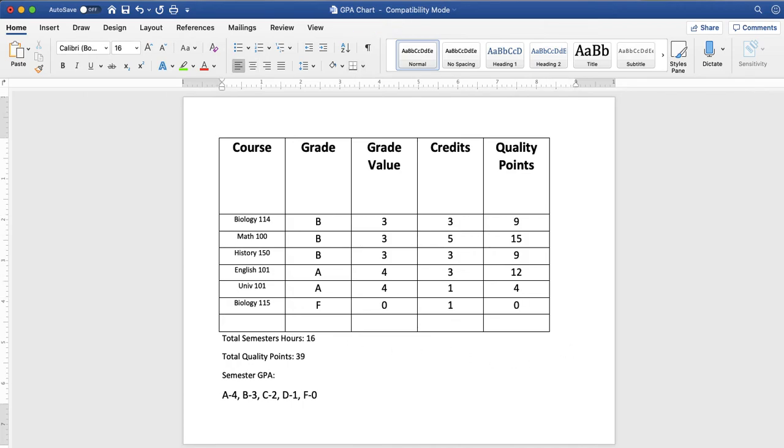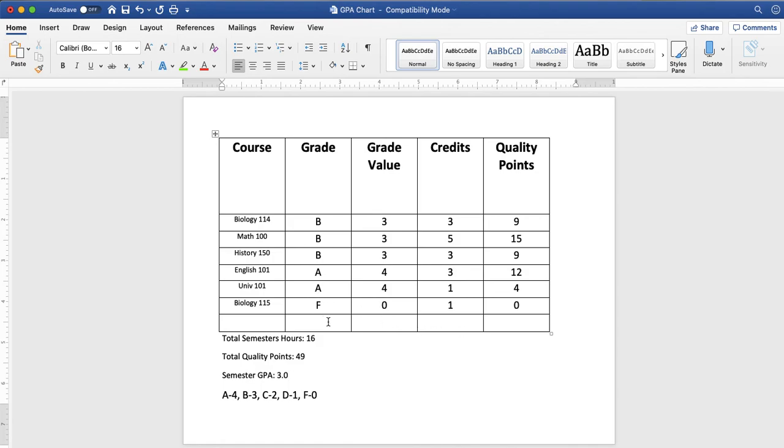Now, what I want you to pay attention to here is that I always put it in my calculator twice just to see. And now I got 49, so let's try that again. 9 plus 15 plus... it's 49. Okay, so here I am looking at 49 divided by 16 hours, and that will give me a 3.0 GPA for the semester, okay?